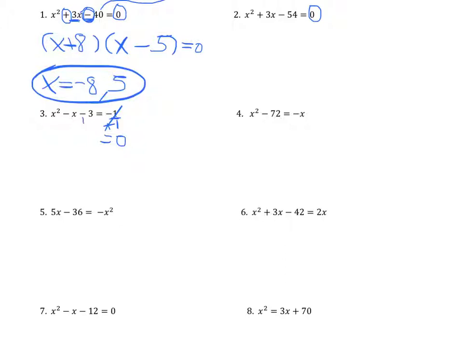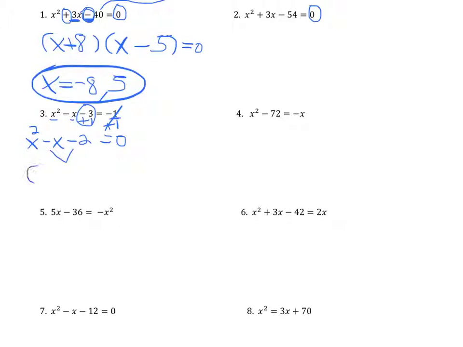I'm going to add 1. I'm going to line it up with the like term. I can't add 1 to this x or to this x squared. So if I add 1 to that negative 3, I get negative 2. So this quadratic equation becomes x squared minus x, and this negative 3 plus 1 gives me minus 2. Okay, now I'm good to go. Now I can factor it.